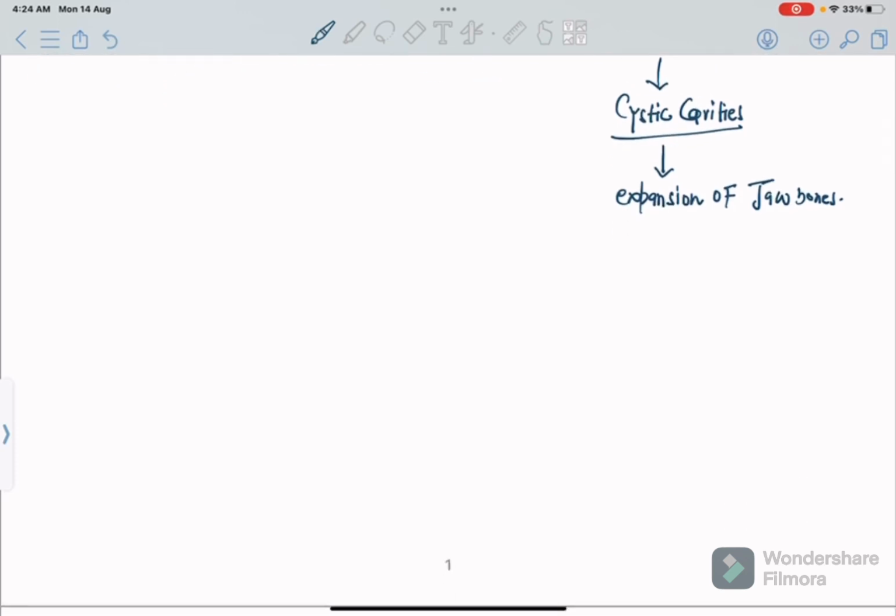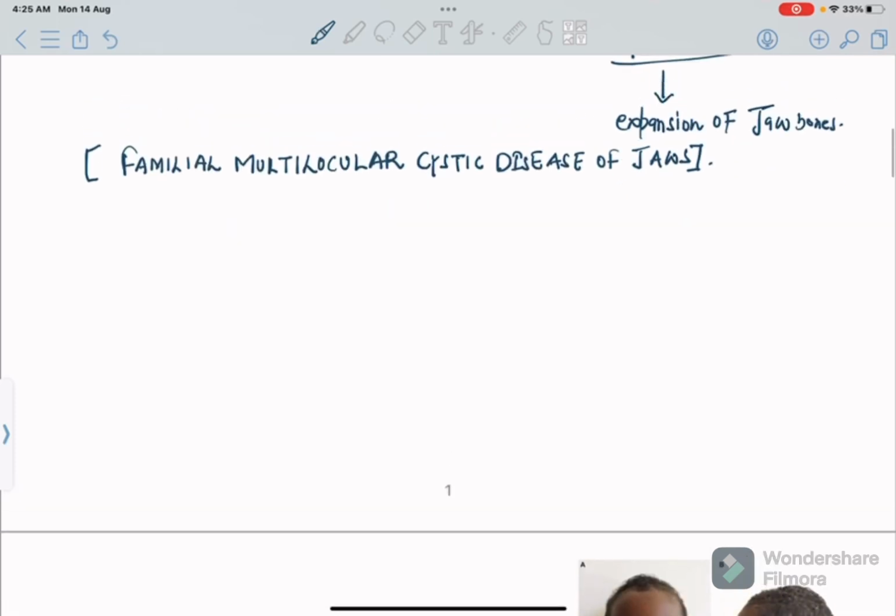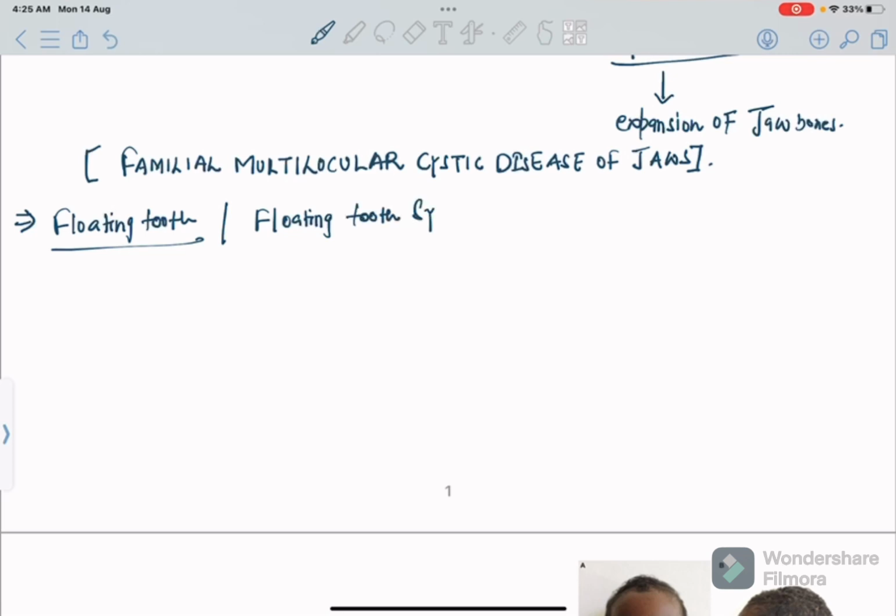Okay, so that is why it is also known as familial multilocular cystic disease of jaws, because we have lot of locules there. And a typical finding here we see is floating tooth, or you can say floating tooth syndrome is seen here.